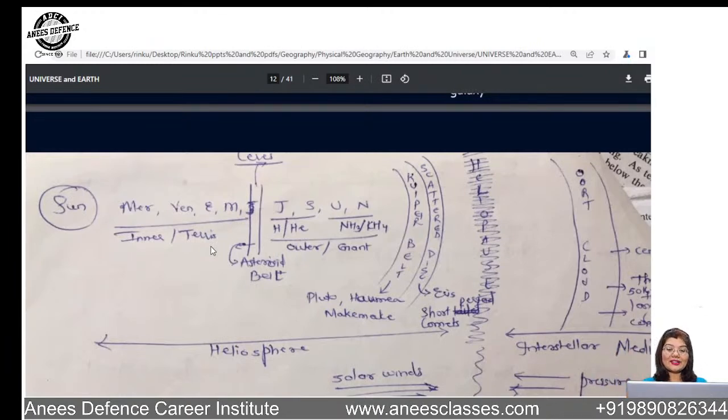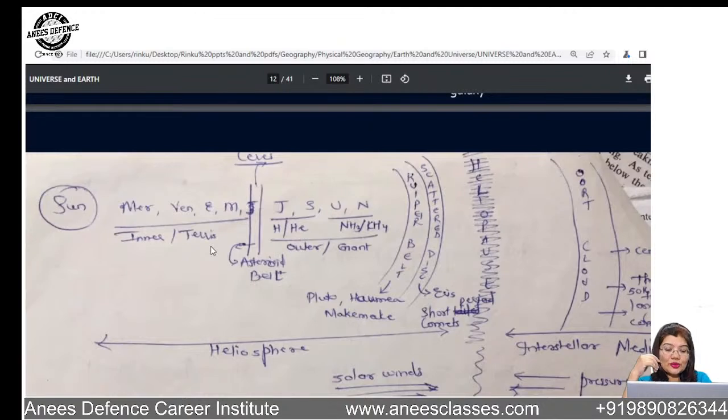Now, there are standard characteristics that help you distinguish between these 2 types of planets. The inner or the terrestrial planets have rocky surfaces. They are smaller in size. They do not come with a lot of moons, and they are denser. They are denser in general, as compared to the outer planets.